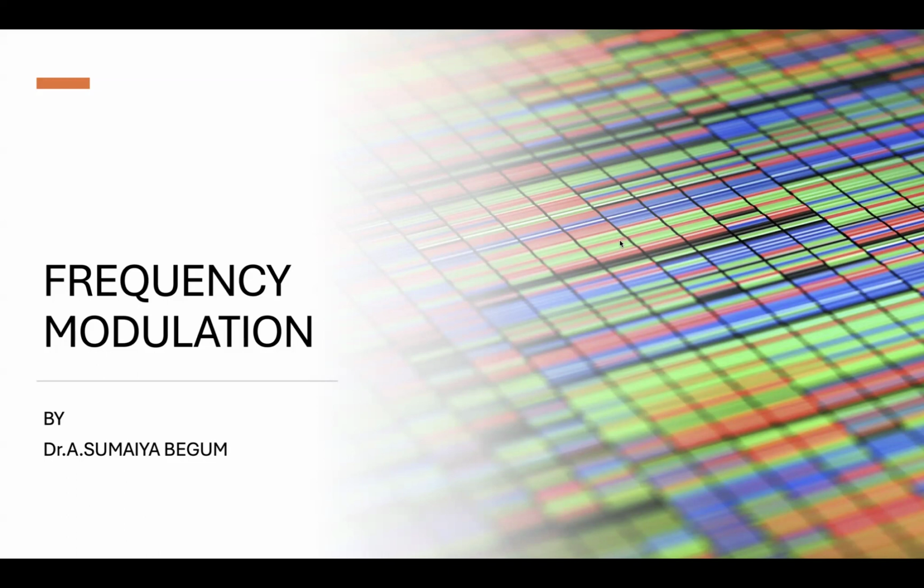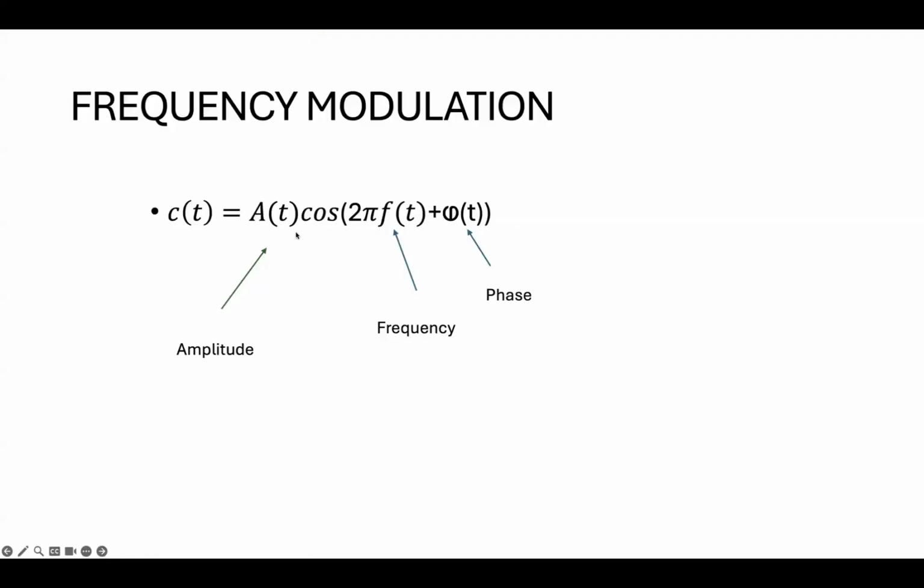In case of modulation, we try to transmit a message signal with the help of a carrier signal. In the process, some parameter of the carrier wave changes. That parameter could either be the amplitude of the carrier, as in case of amplitude modulation, or it could be the frequency, as in case of frequency modulation, or it could be phase, as in case of phase modulation.